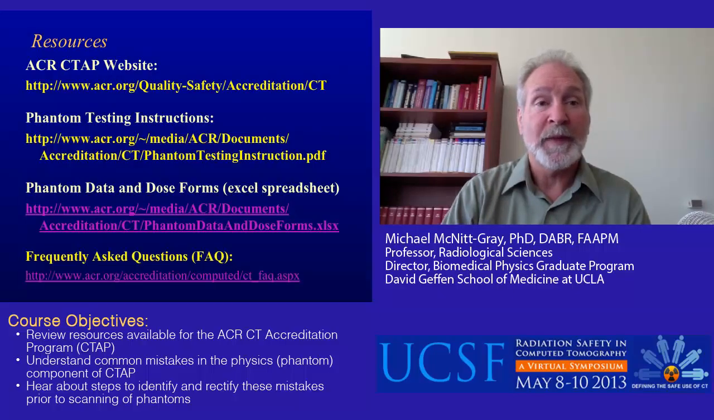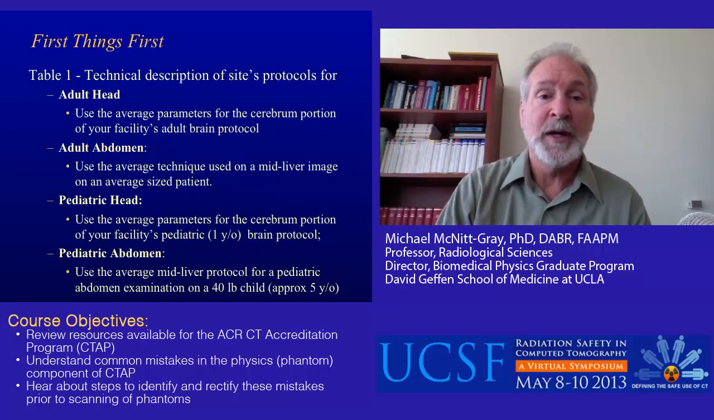Here are some of the resources that are available from the American College of Radiology's CT Accreditation Program. The fundamental website is this first one listed here under Accreditation/CT. There's also a link for the phantom testing instructions, and there's a link for the phantom data and dose forms, which are in the form of an Excel spreadsheet. And there's also a list of frequently asked questions that are available. And these are all under the ACR website, and these are great resources to consult as you're preparing for your ACR accreditation submission.